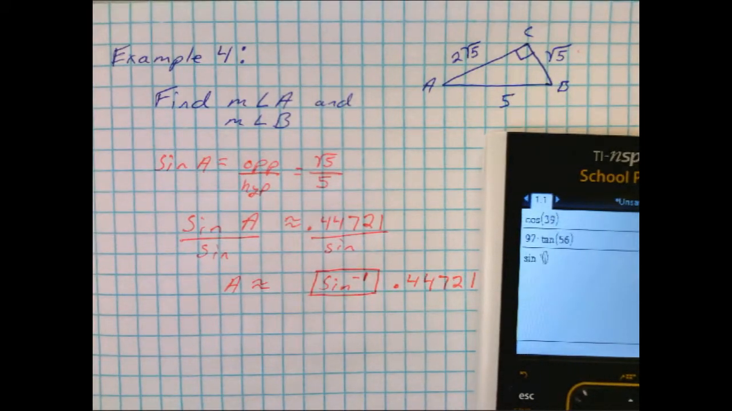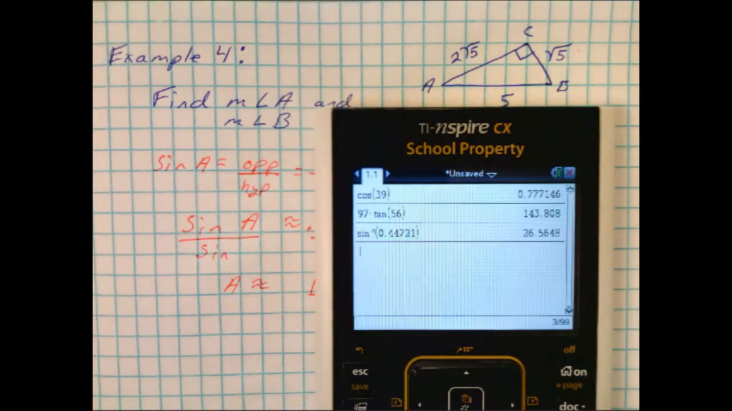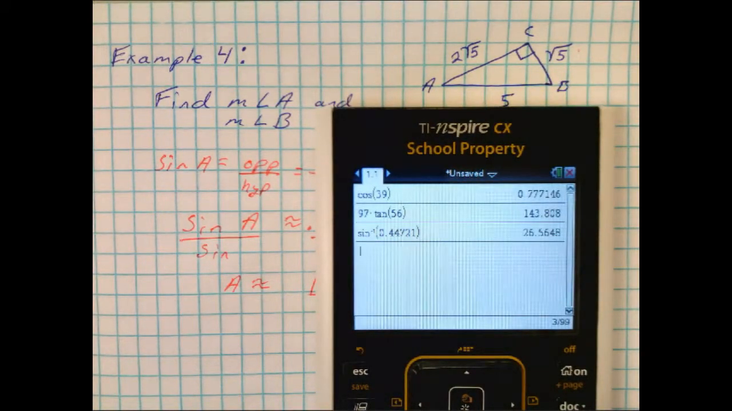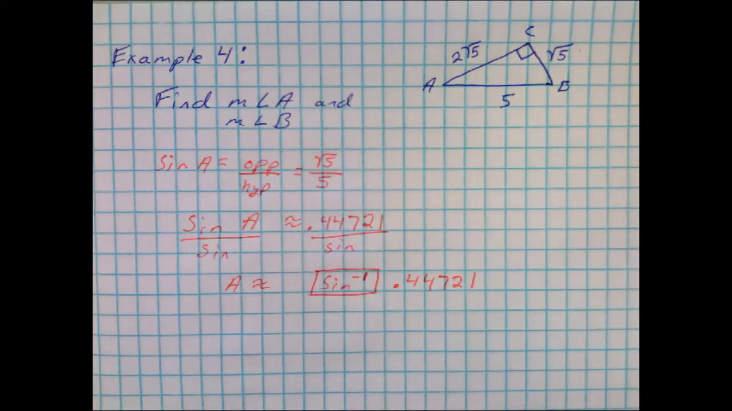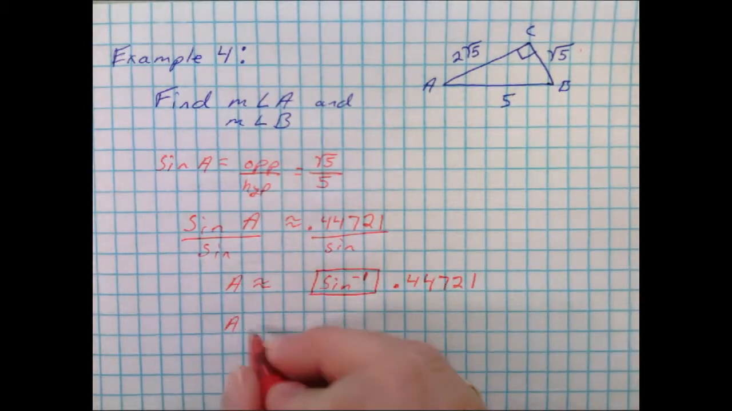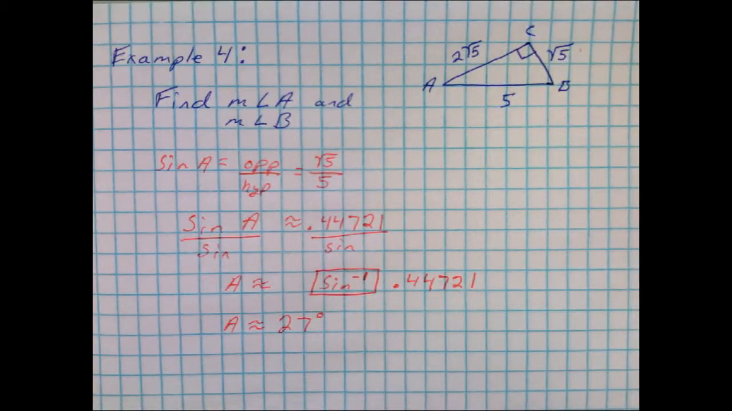So sine and then 0.44721. And you hit enter, and we get 26.5648. So we're going to round that to the nearest degree. So I get 27 degrees. So A is approximately 27 degrees.